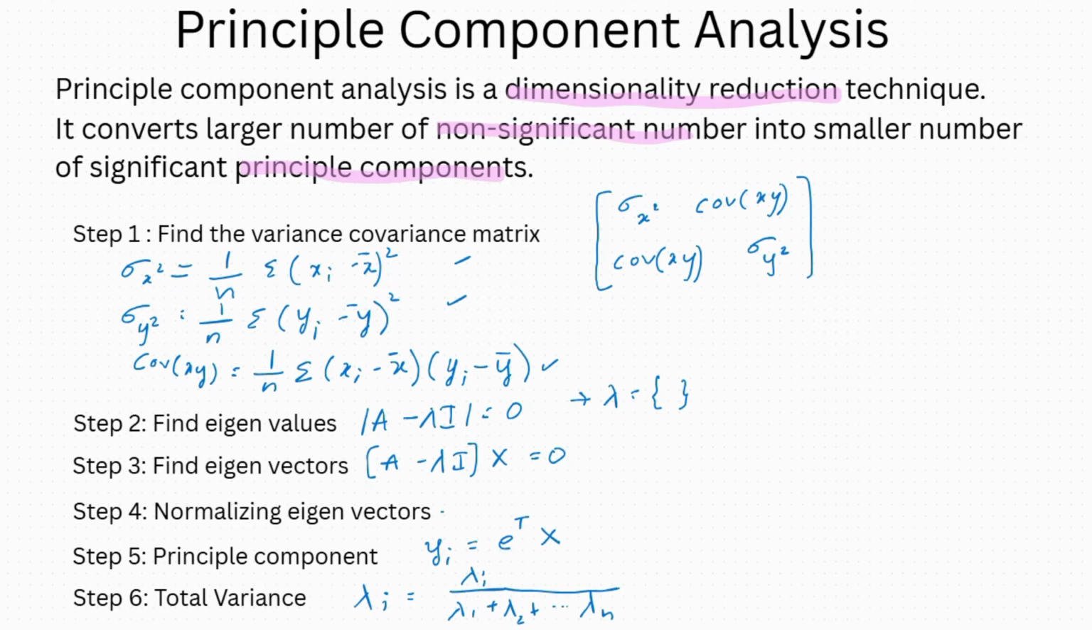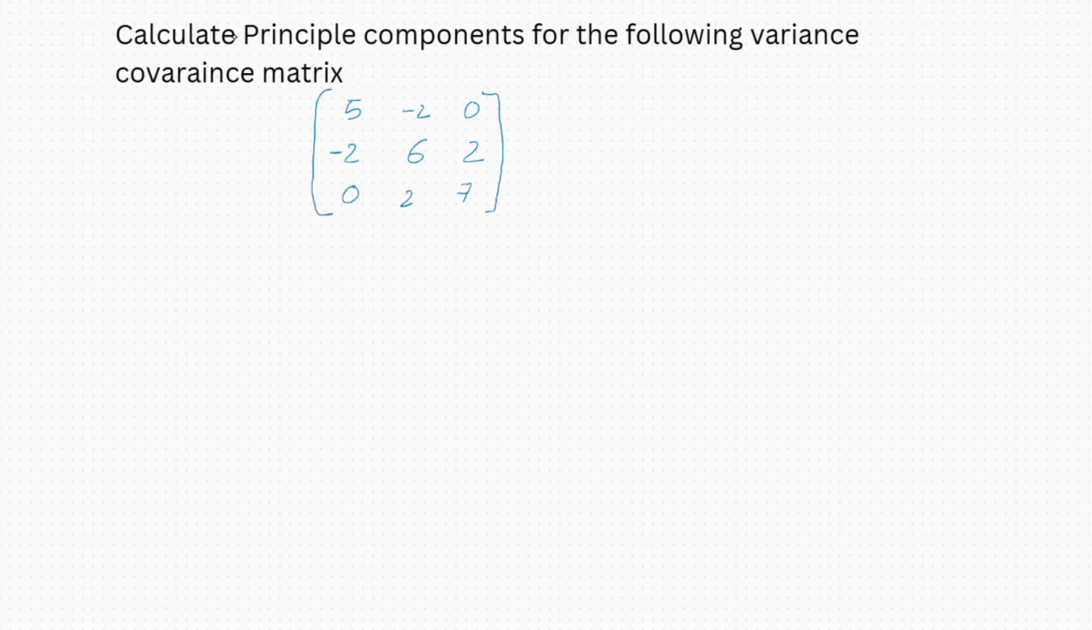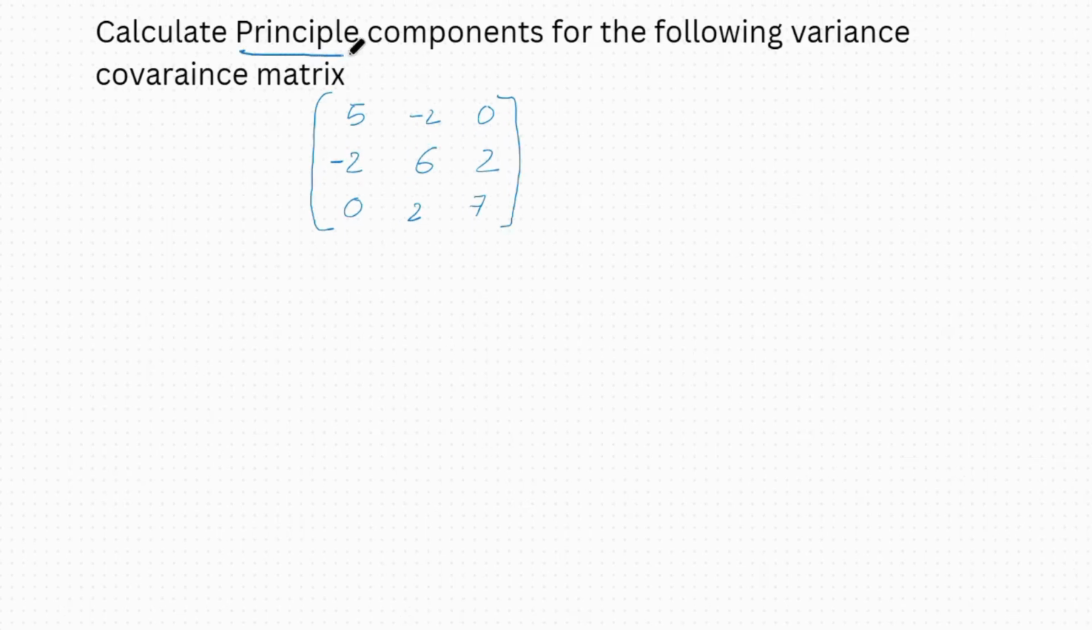So now let's solve the problem based on this. Let's see the first question. In this question, we are asked to calculate the principal components, and we are given the variance covariance matrix. That is, the first step is already completed. So the second step will be our first step, that is, we have to find the eigenvalues.